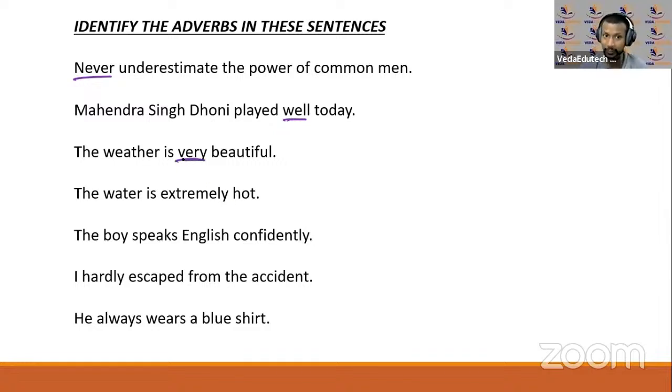Very, okay, like this. जो noun को यहाँ पे define कर रहा है, right? Now the water is extremely hot. What is extremely hot? The water, right? Extremely hot, right? Okay, the boy speaks English confidently, right? क्या बात करता है? English. He speaks English confidently, right? This is one. Okay, how confidently, right? Now, question like this, how does he speak? He speaks confidently, right? क्या बात करता है? English बात करता है.